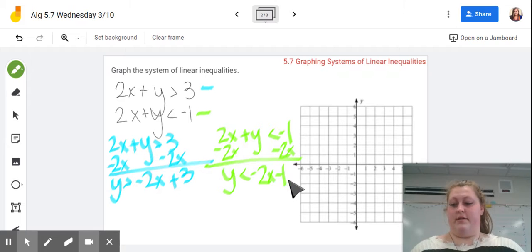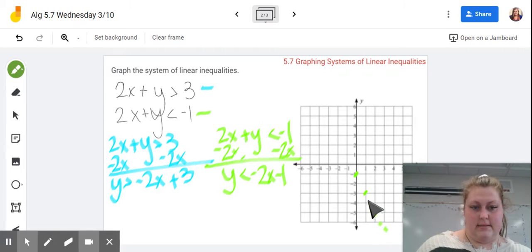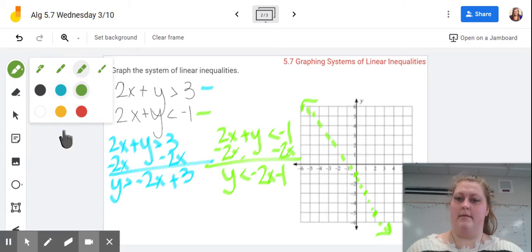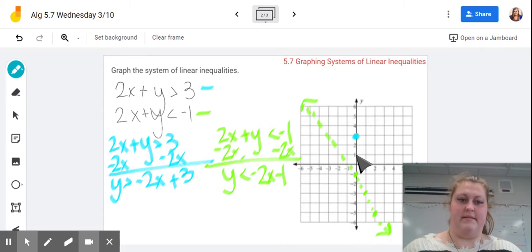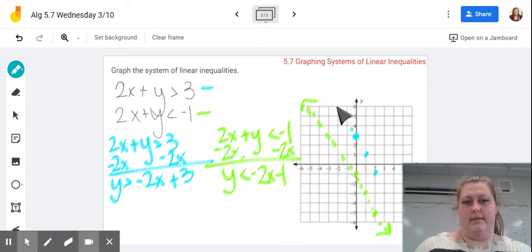All right, now I am ready to graph, and I'm going to have dotted lines for both of these because of the inequality symbol. So I'm going to do the green one first. My first point is at -1, and I go down 2 over 1, down 2 over 1. And then I'm going to connect this with a dotted line. Okay. Now for my blue equation, starting my first point at 3. And my slope is -2 over 1 again, down 2 over 1. And it's a dotted line as well.